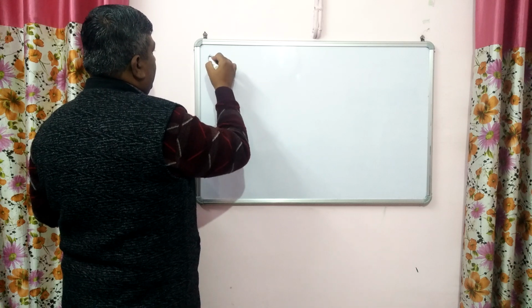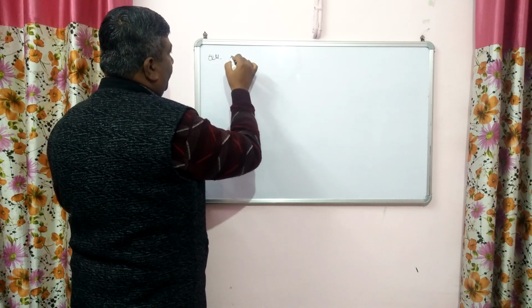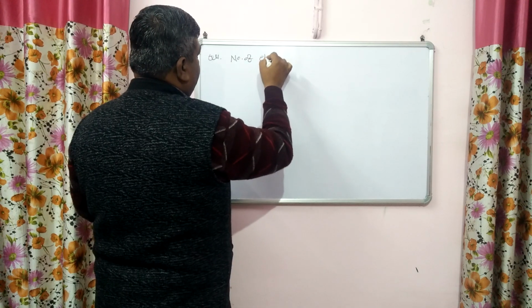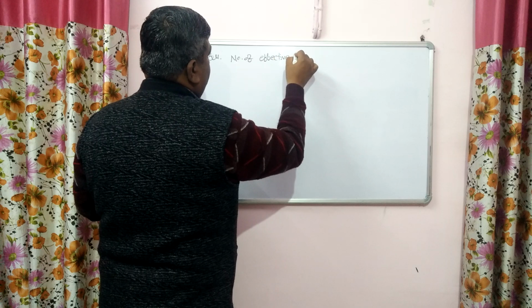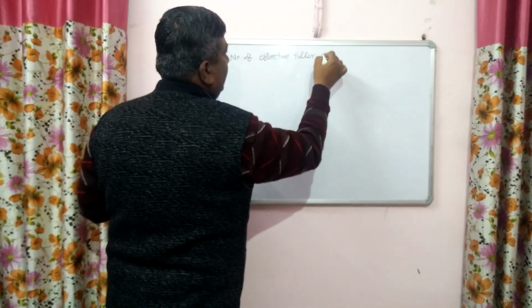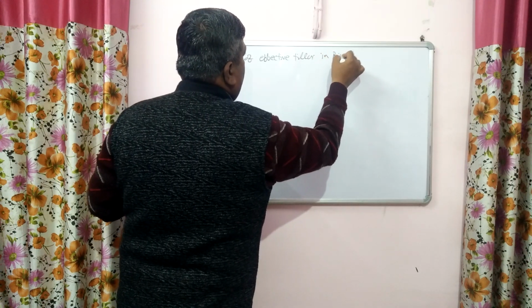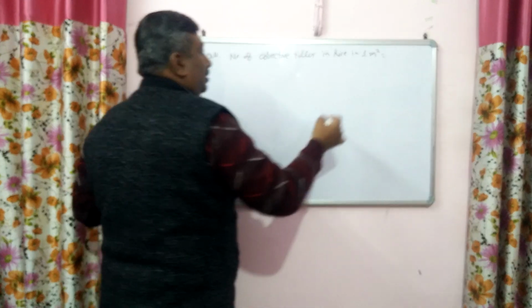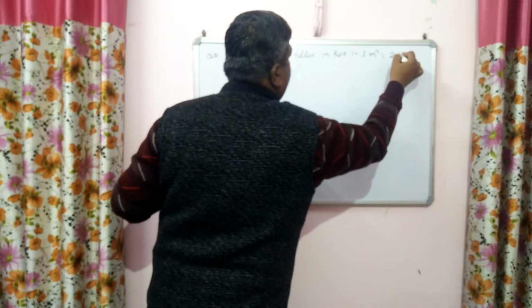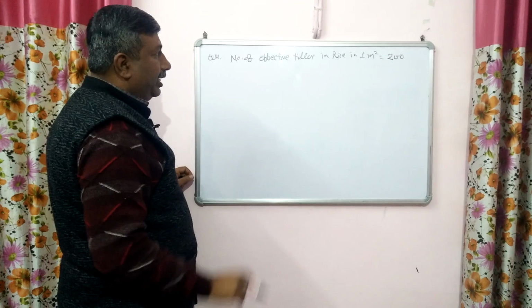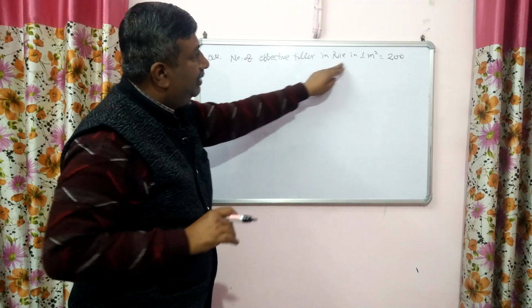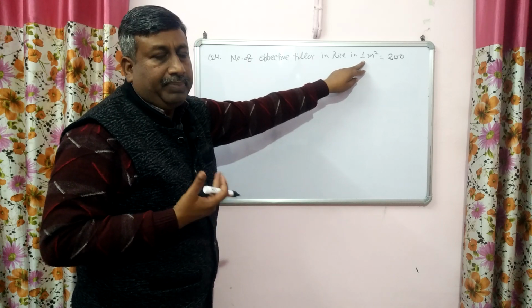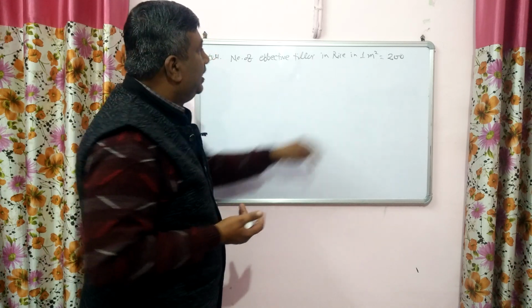For example, number of effective tillers in rice in 1 square meter area are suppose 200. So it is directly given for 1 square meter area, no need to calculate the planting geometry etc., because it is directly given.